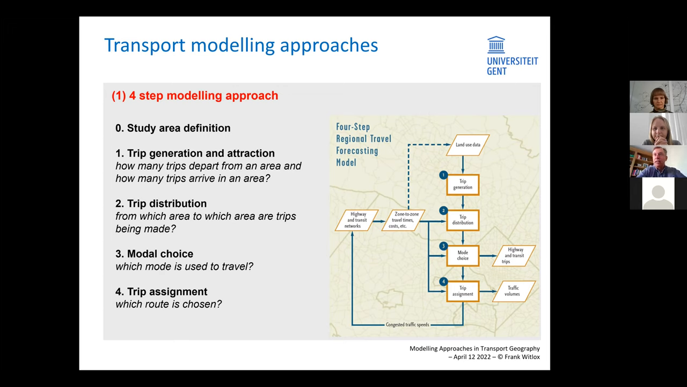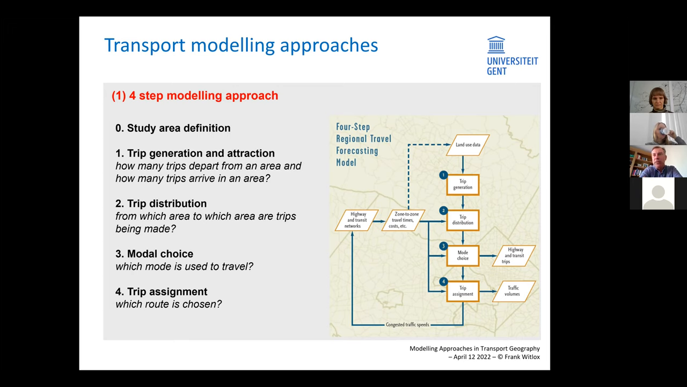But if you look at this, then you see that depending on what type of approach you take, in a sense you could say that there are actually five steps in the four-step model. And the first step, step number zero, is maybe the most crucial one. And that's defining the area that you want to study. And this study area definition also means that you want to look at from where to where, from origin to destination, from where to where people travel.